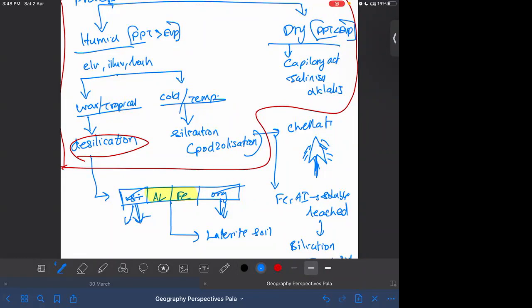So it appears more like a hard brick surface. Okay. The last one, that is the capillary process, or the process that is happening in the dry region.